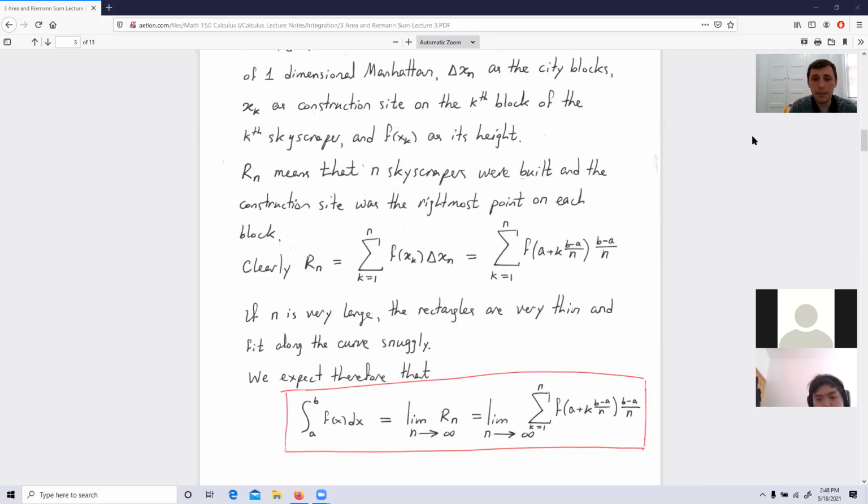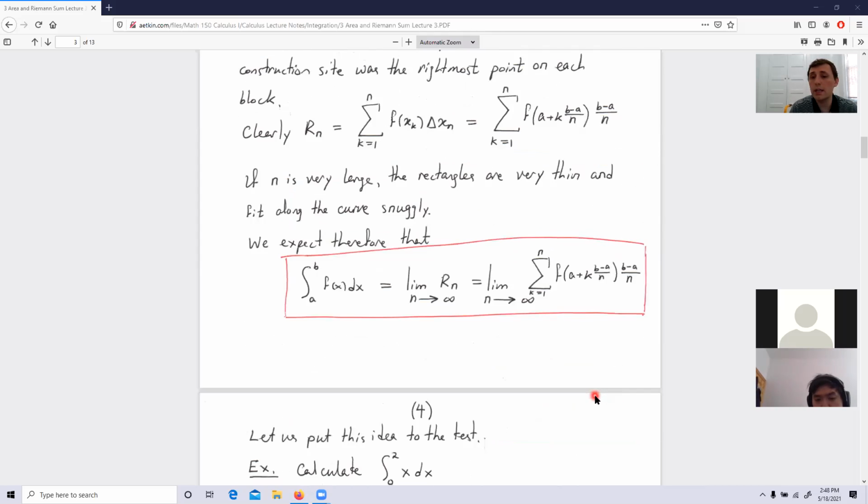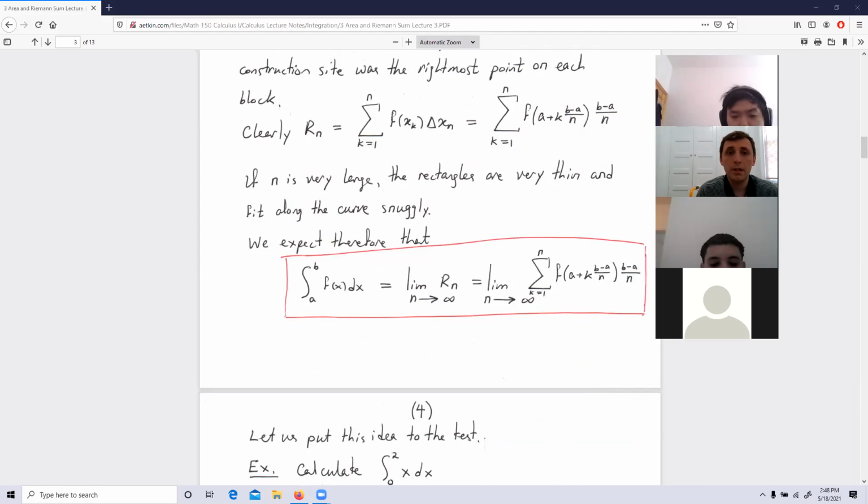And I will take the limit as n goes to infinity to make the width of the rectangle very thin and to have a lot of them. So this thing will mean the limit of the right-hand sum, and that will be this. Okay, let's try to calculate what it is with a particular example. Are you ready? All right, guys.